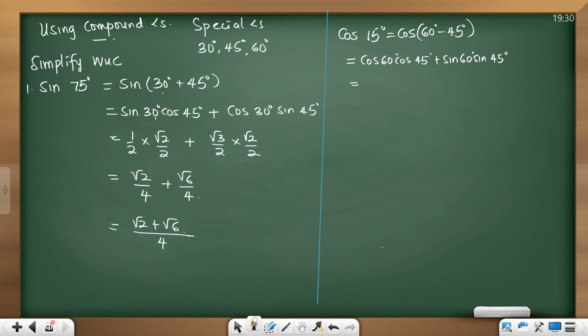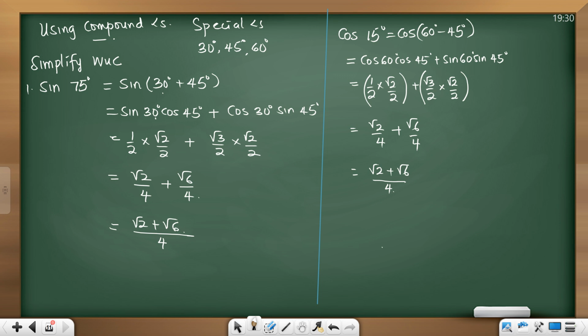Then cos 60 is going to be half, and cos 45 is going to be root 2 over 2. Plus sin 60 is going to be root 3 over 2, then sine 45 is going to be root 2 over 2. And then what do we have? Root 2 over 4 plus root 6 over 4.